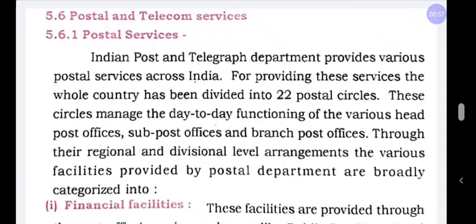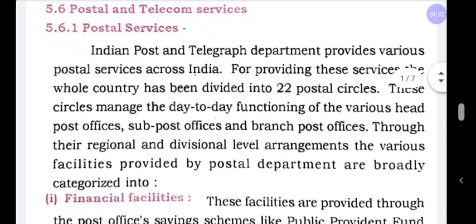From this topic, you may expect 1 mark, 2 mark, 4 mark, and 8 mark questions in the final examination. Communication services can be classified into two kinds: one is postal services, the second is telecom services. Let us discuss in detail the postal and telecom services.